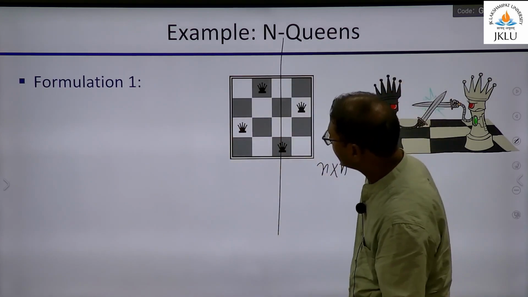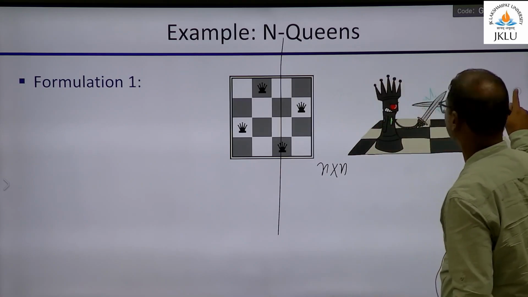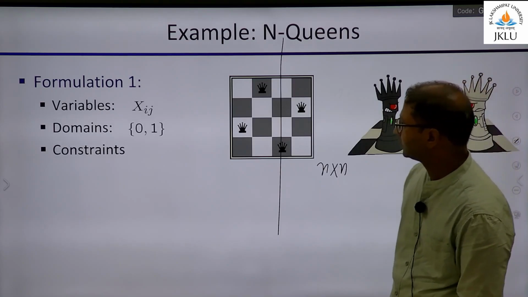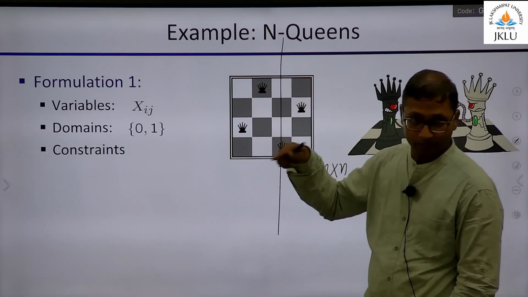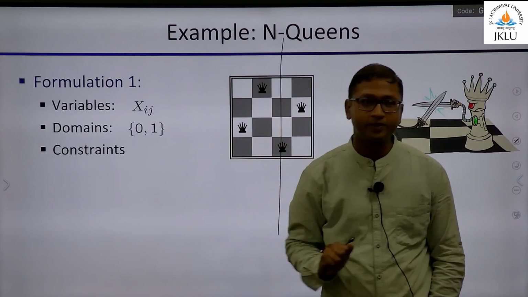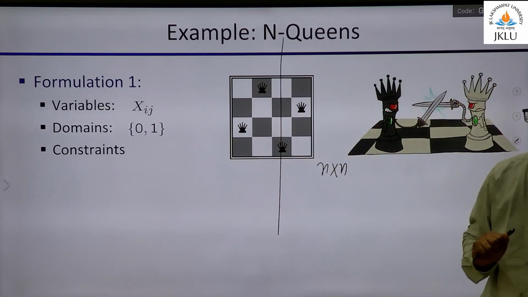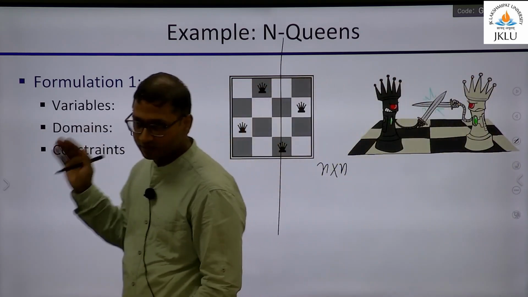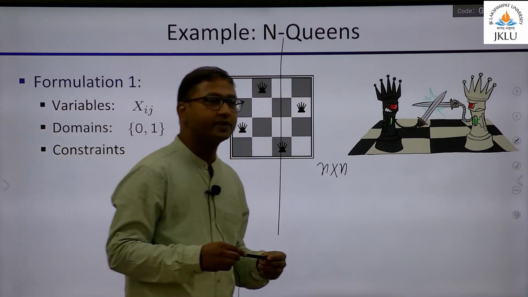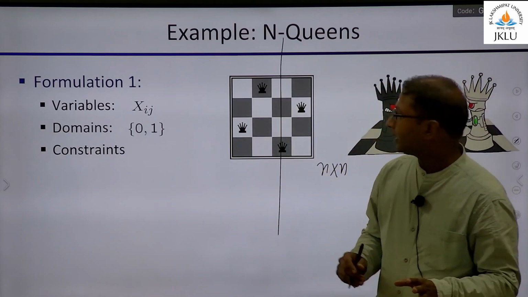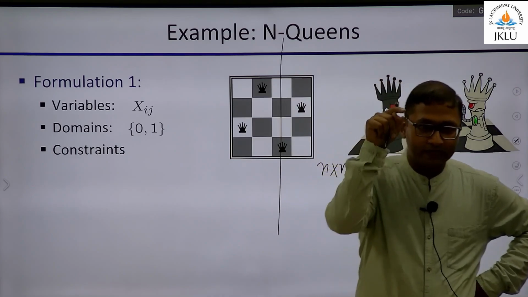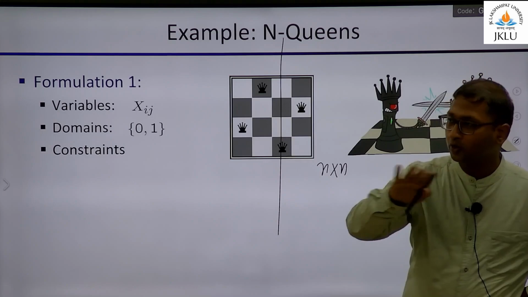So let me help you there. Variables are xij. We are formulating in that manner. Xij means, so how many total variables will be there? N square in this case. So let's forget n now. Let's talk about this 4 cross 4 grid. So how many total variables in this case? 16. And what does this mean? So either you have a queen or you don't have a queen there.